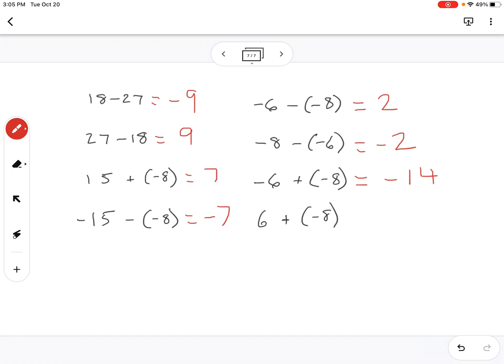And lastly, we start at 6 above 0 and add negative 8. We're doing the same thing. We're decreasing in value again. It's like subtracting 8 from 6. We're going to end up just below 0 at negative 2. Okay.